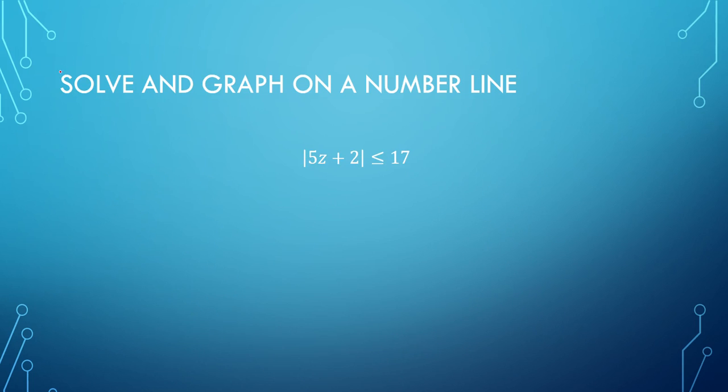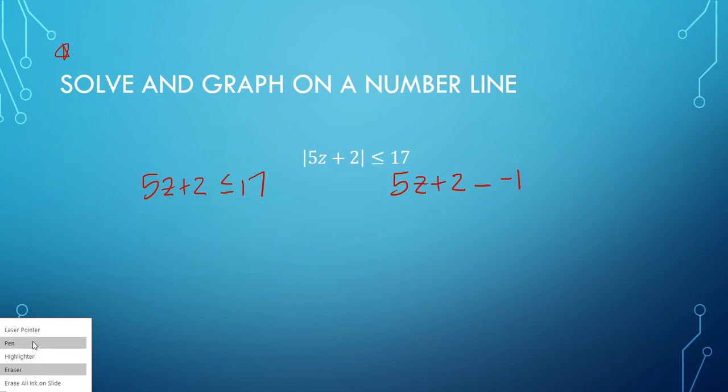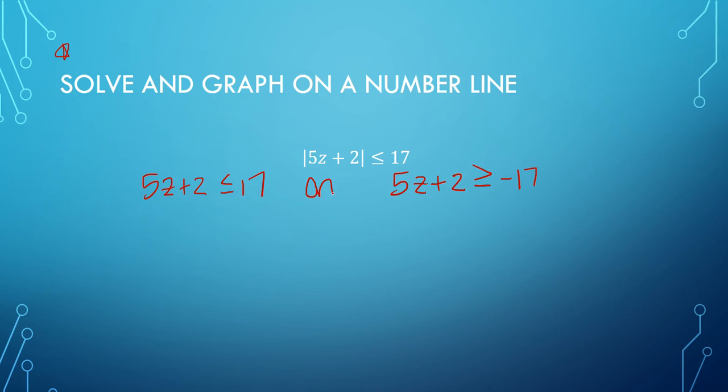Go ahead and pause the video and try this problem. Alright, so 5z plus 2 is less than or equal to 17. The other one, remember, flip that inequality. Oops, I didn't flip it. I said it and I didn't flip it. So that's greater than or equal to negative 17. Since the original one, when the absolute value is by itself, is less than, that is an and. So make sure that your graph has some kind of overlap. If it doesn't, then there would be no solution.